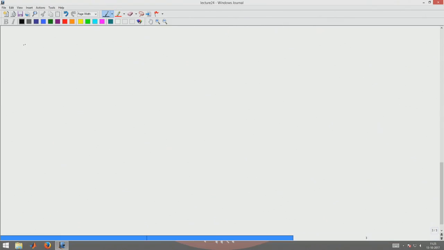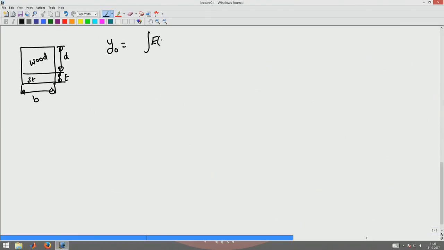So, I have this beam, this is steel, this is wood. For dimensioning purposes, let me say this is of depth d, this is of thickness t, and both are of width b. Now, what happens? I have to find y naught, wherein I have to integrate E as a function of y times y dAx, where dAx is dy dz, divided by the integral of E of y dAx.